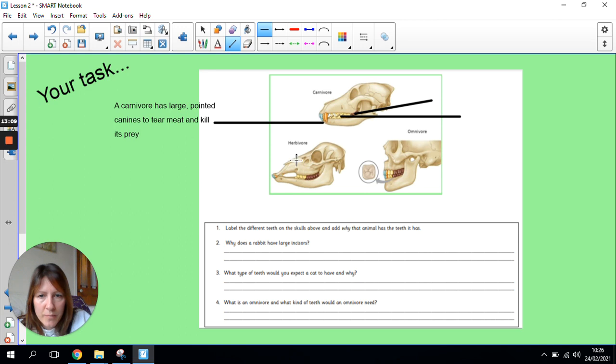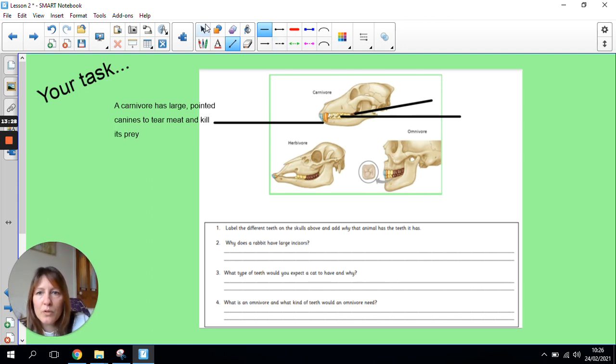You've got a herbivore here which has very sharp incisors at the front for cutting all of that plant material, and a lot of molars at the back for grinding that food down. And then you've got a human skull here, an omnivore. We have a mixture of teeth.